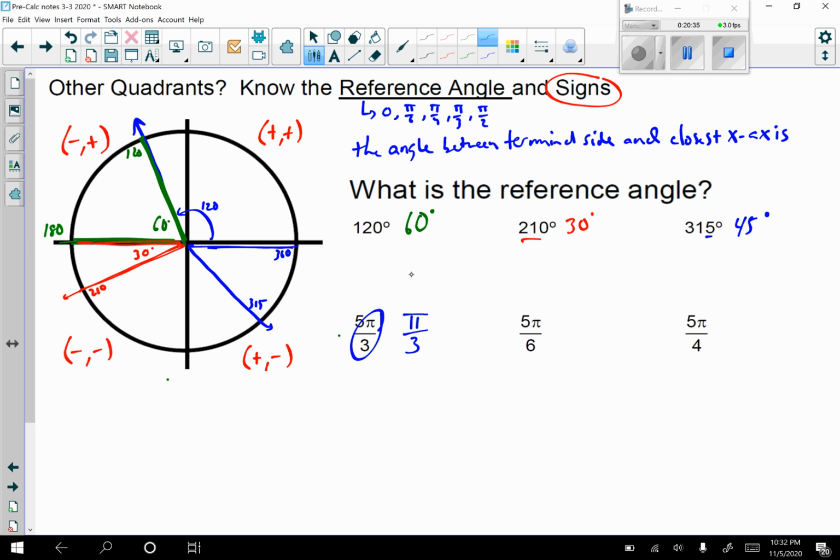5 pi over 6. Pi over 6 is the reference angle. Okay, 5 pi over 4. All these have the 5 on there. Just pi over 4. Pi over 4 is the reference angle. Well, so easy you can do one yourself, like this one.